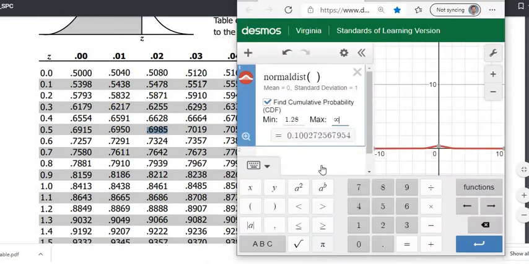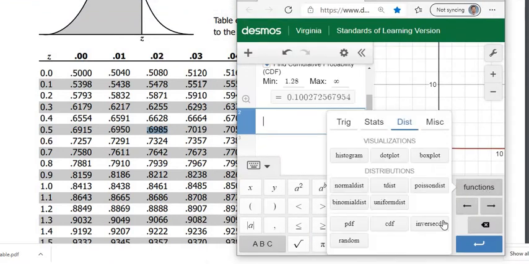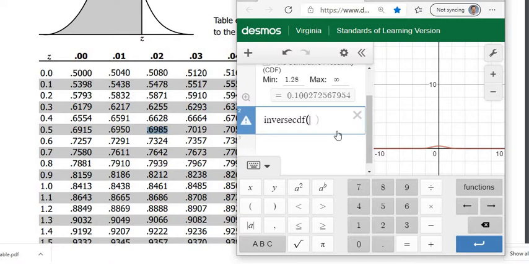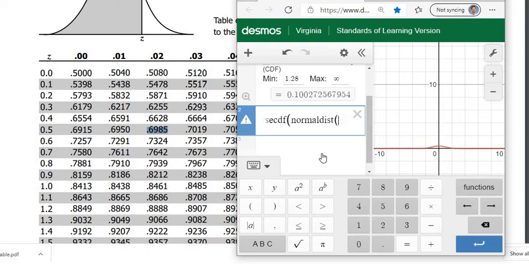Or you go into Desmos and you type in function inverse CDF, and inside of the inverse CDF, you put the normal distribution. Now, there's a little bit of a weirdness here. You have to tell Desmos that you'd like the mean to be 0 and your standard deviations to be integers of 1, 2, 3, 4, or -1, -2, -3, -4.